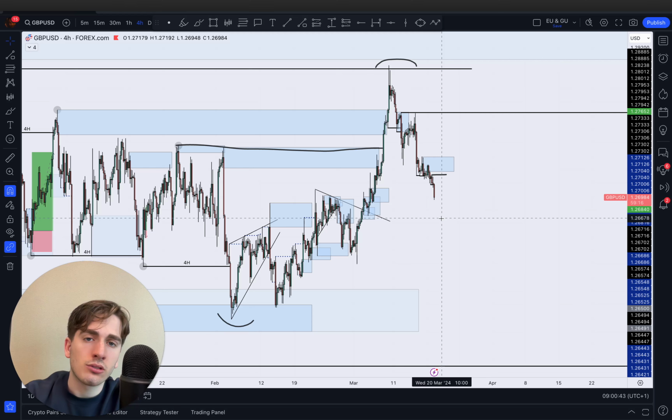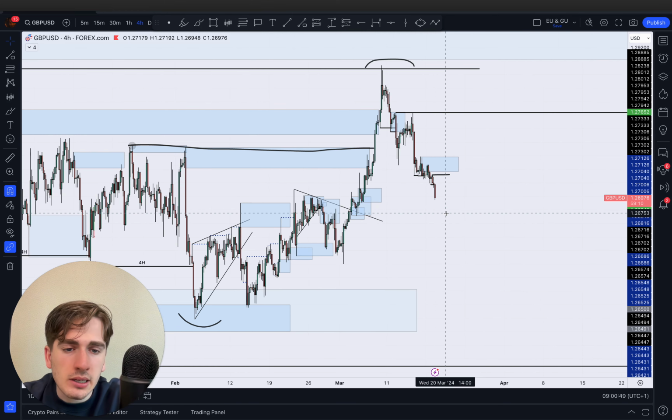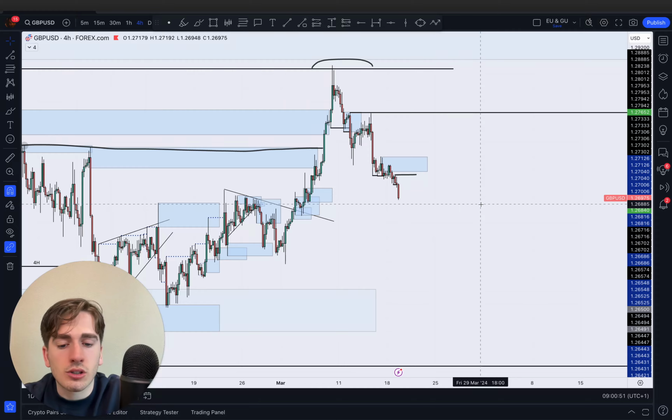Obviously I'll also be looking at the dollar index to see what that does. If it reacts to that supply zone, then maybe we can already start looking for those longs, but obviously that will go hand in hand with a break in fractal structure over here.